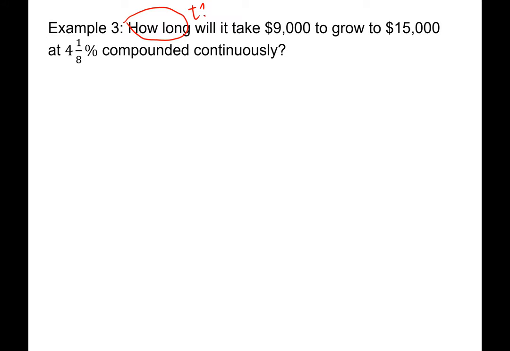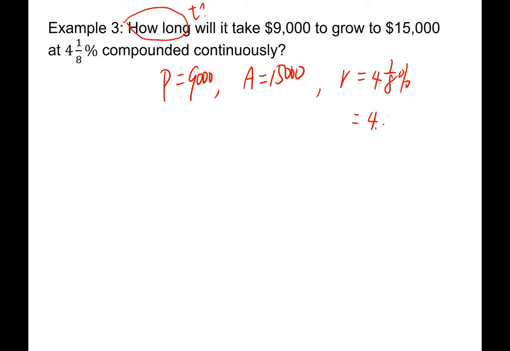Okay. So one more time, principal is given, 9,000. And then ending balance is given, 15,000. Interest rate that's given, it's 4.125%. The new decimal is 0.04125. Okay. Now we know three things. The only thing we don't know is time T, so let's solve for it.